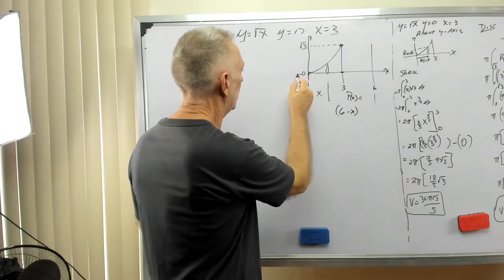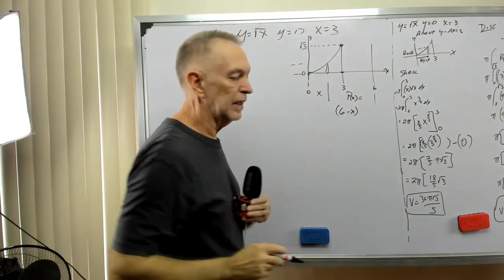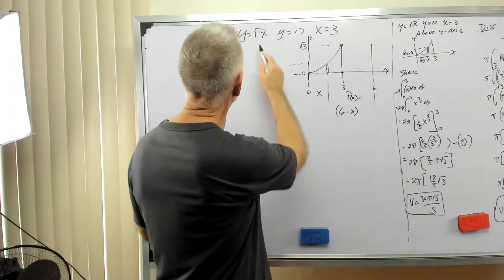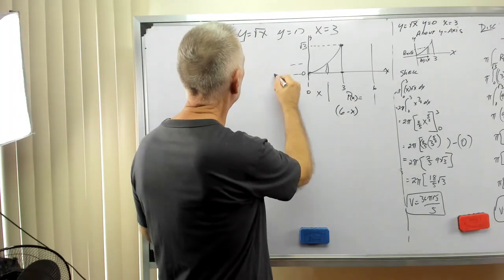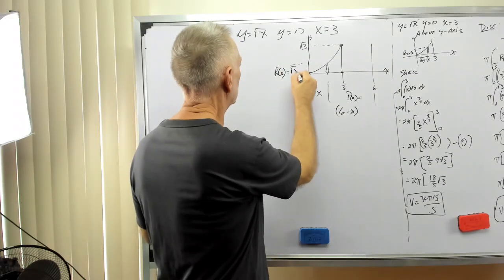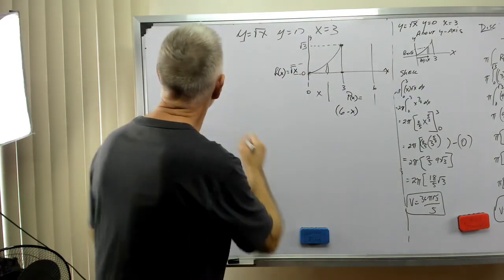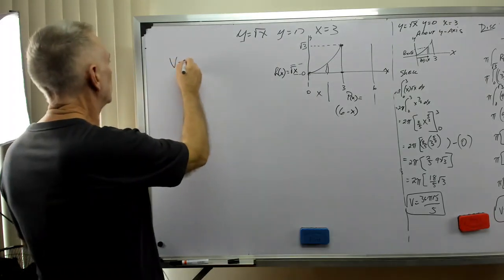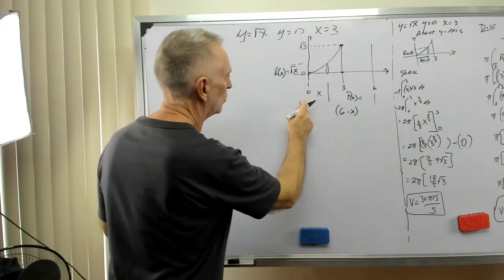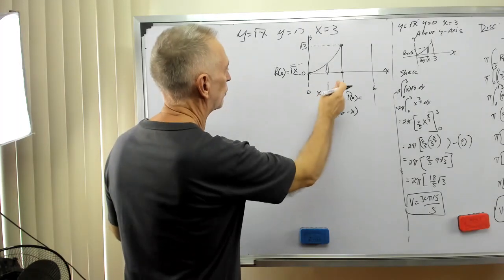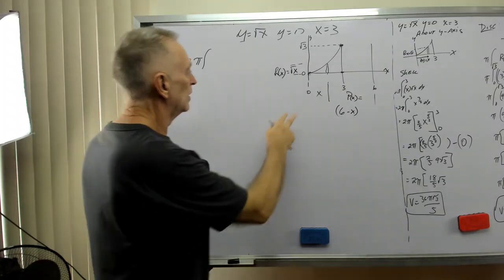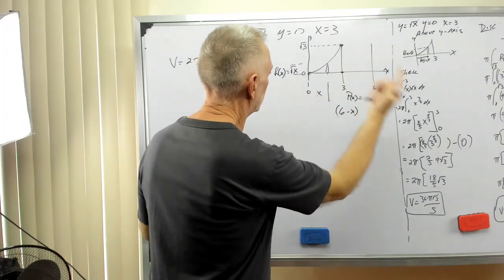Okay, now what is the height of that box? That is f of x, or they call it the height with respect to x, so that's square root x. So now let's determine our volume. That is 2 pi, the integral from 0 to 3. That's the area that's being rotated. Okay, so 0 to 3.